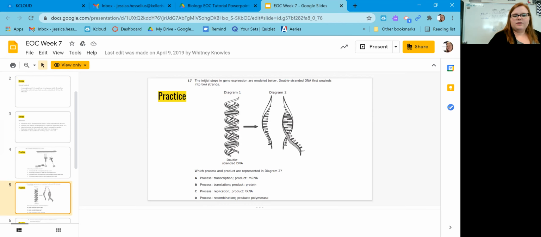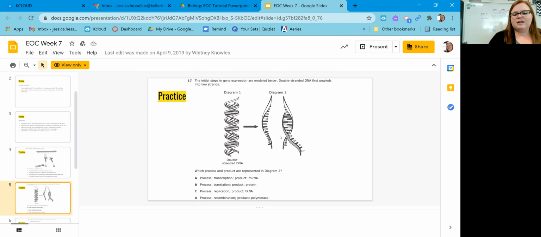Here's another one. The initial step in gene expression, which is just another way of saying protein synthesis. Gene expression is after those proteins get made, they express your genes. Like the reason you have blue eyes or brown eyes is because of the proteins that were made in protein synthesis. So we take our double-stranded DNA, it's unzipped. As you can see here, we have that bubble that's created. And because we have a single-stranded molecule being created and leaving this bubble, we know this is transcription. If it were DNA replication, both sides would be replicating. So that's how you know it's not DNA replication. So which process and product are represented?